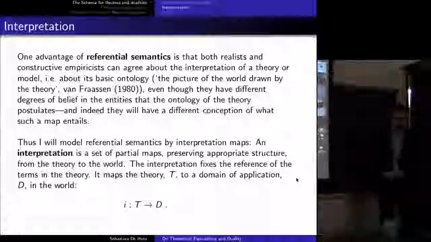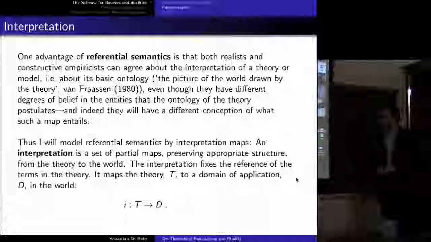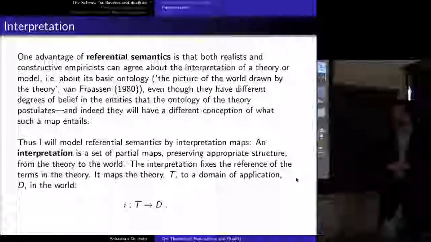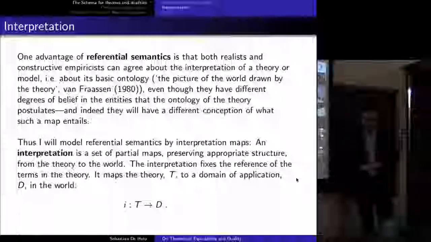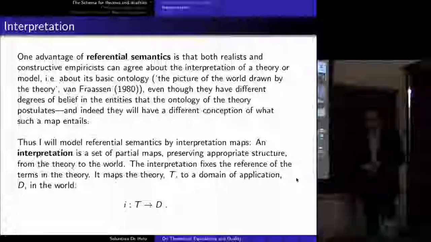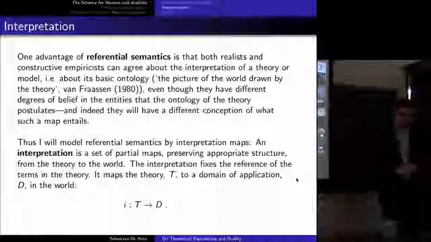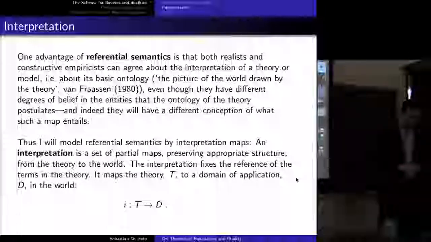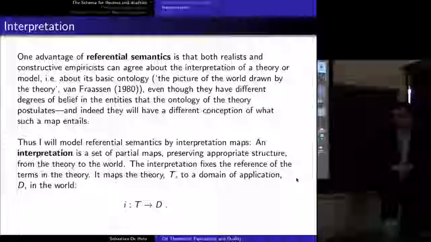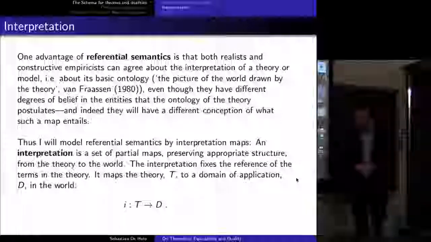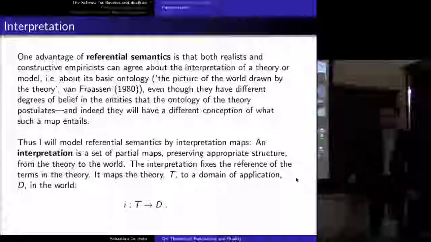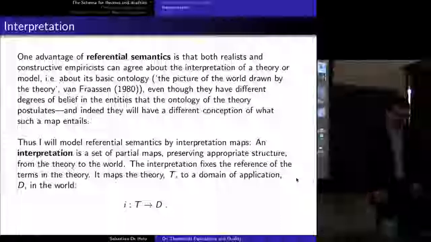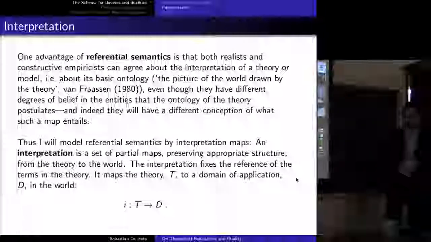for interpretation, we have at our disposal what is called referential semantics, which people like Lewis and Carnap have worked out. I won't really need the details of that, but one advantage of this is that it gives us a framework in which realists and constructive empiricists can agree about the interpretation of a theory or a model, about the basic ontology of a theory, in Bas van Fraassen's words, about the picture of the world drawn by the theory. Realists and constructive empiricists can agree about that, even though they have different degrees of belief in the entities that the ontology of the theory postulates. And indeed, they will have a different conception of what a map entails.